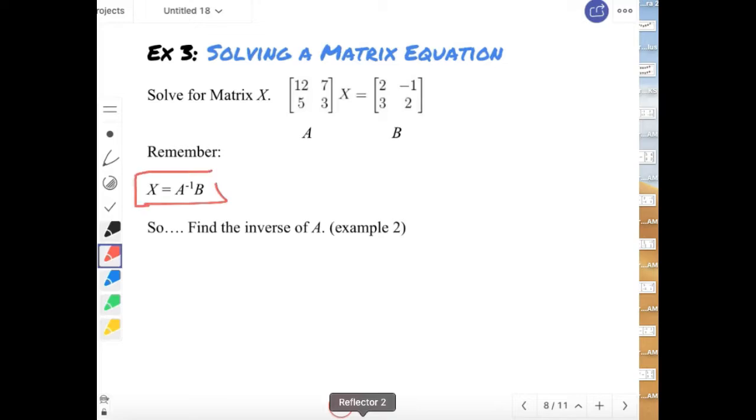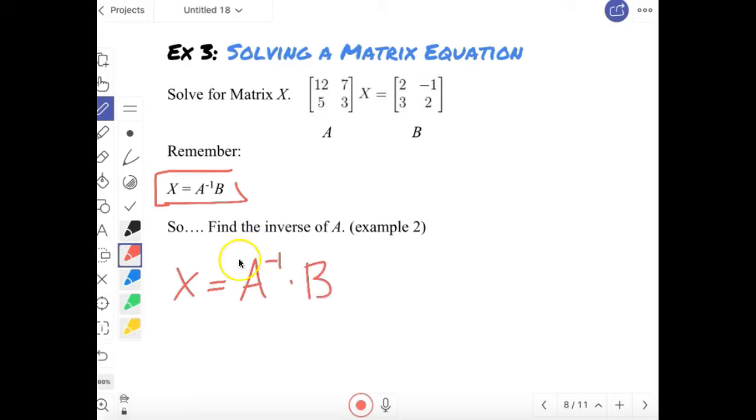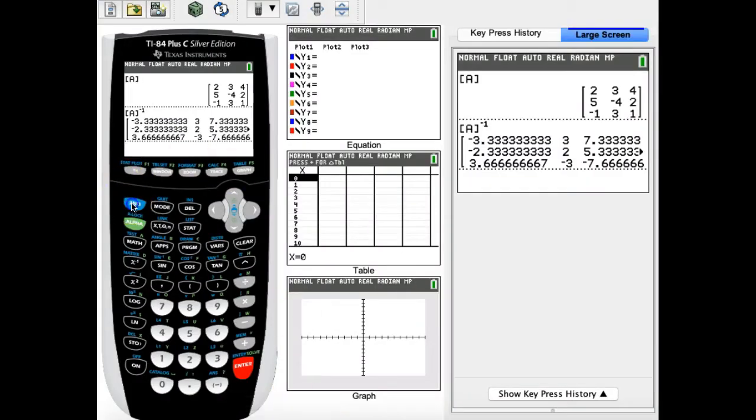Now we can find inverses by hand like we did in the first video. That wasn't too bad, but when we have to do things like this, where we have to find the inverse and then multiply it, then it's a lot more time consuming. So just realize that our X matrix is going to be equal to that inverse of A times that B matrix. So again, I'm going to use the calculator in order to do that.